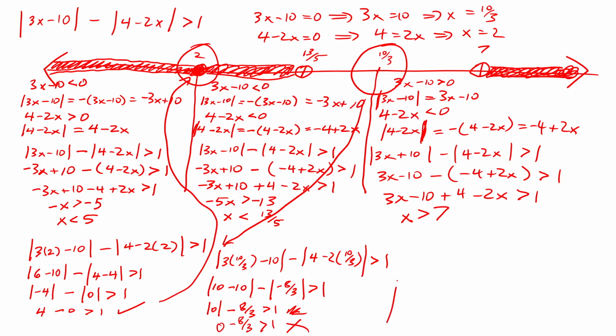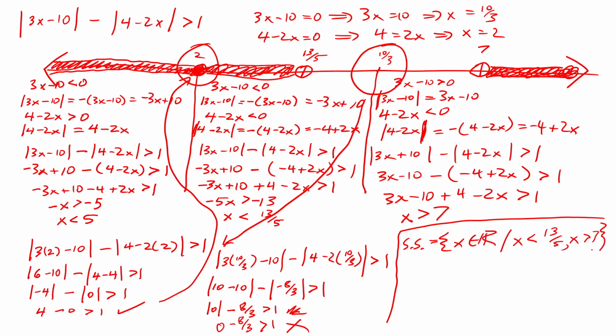So now we can look at that upper number line and say there's our solution set. Our solution set is going to equal the set of all x's element of the reals such that x is less than 13 over 5 or x is greater than 7. Okay, and to state that in interval notation, which is also requested in this question, we would say x is an element of the interval between negative infinity and 13 over 5 in union with the interval between 7 and positive infinity.